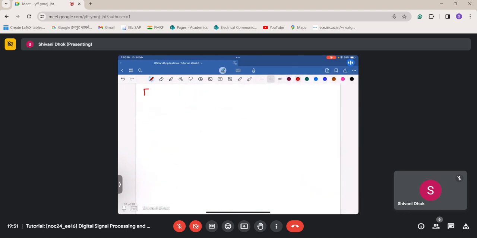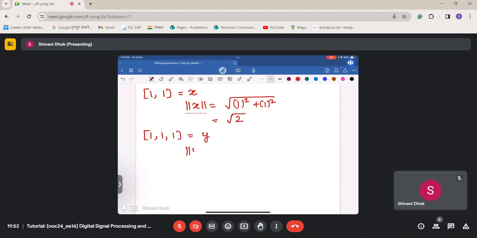Okay. So if I have this vector 1, 1, let's say this is x. Then norm of x will be equal to under root of 1 square plus 1 square. So this will be root 2. Now if I have a 3-dimensional vector 1, 1, 1, let's say this is y. Then norm of y will be again 1 square plus 1 square plus 1 square. So you need to take element by element, square, add them and take a square root. So this will be root 3.